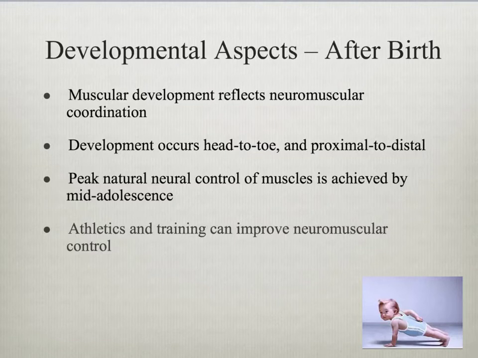So they start to hold up their head, focus their eyes, turn their head from side to side, have more coordinated movements with their arms, and so on. It just moves down the body to their toes, and as they, again, learn to walk and run and all kinds of stuff. Peak natural neural control of muscle is achieved by mid-adolescence. So this is usually around junior high, high school. And athletics and training can improve neuromuscular control. So hand-eye coordination that we've all heard: the more you practice it, the better you get at it, and the more your muscles and neurological control of your muscles improves.